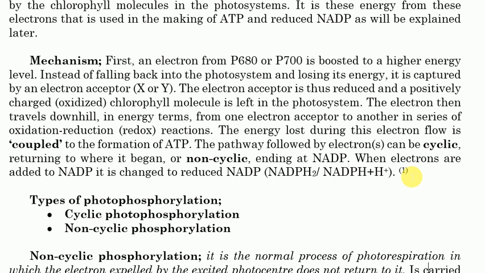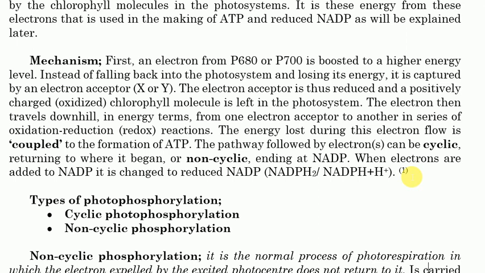Coupled means it is collected to form ATP. So the electron, as it is released from the electron acceptor, goes down to various electron acceptors by redox reaction. The energy released there is coupled, collected to form ATP.